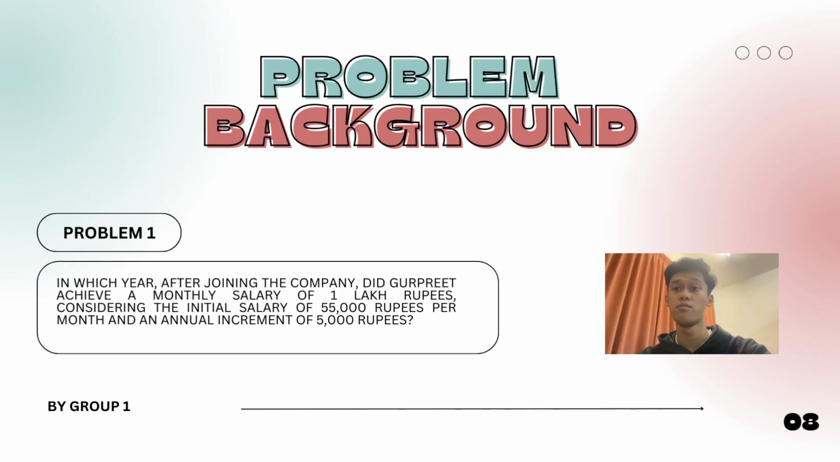Now I want to talk about the problem background. For the first problem, in which year, after joining the company, did Gopret achieve a monthly salary of 1 lakh rupees, considering the initial salary of 55,000 rupees per month and an annual increment of 5,000 rupees?